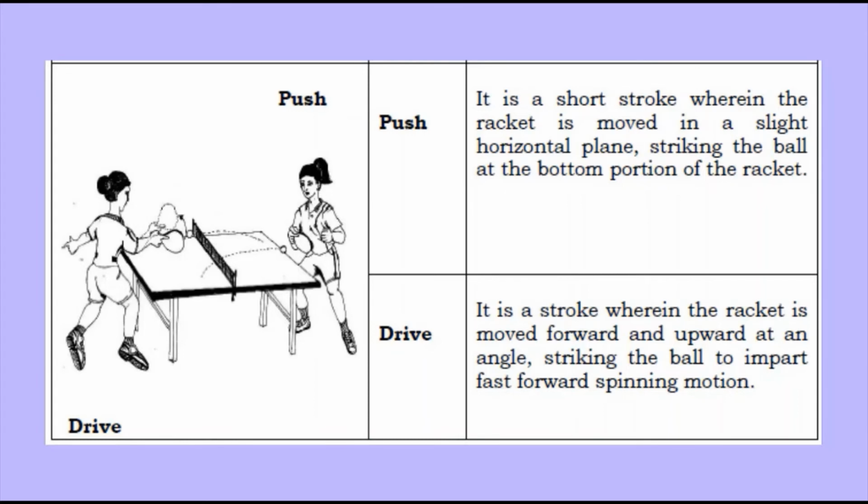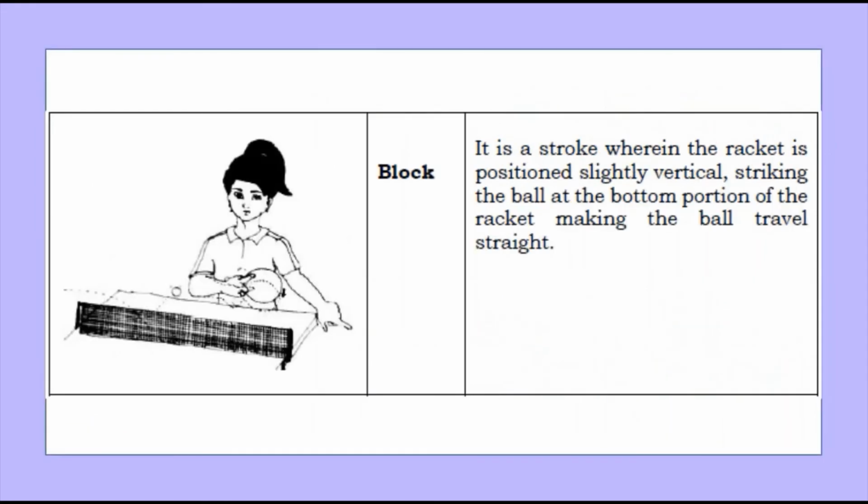Drive. It is a stroke wherein the racket is moved forward and upward at an angle, striking the ball to impart fast forward spinning motion. Block. It is a stroke wherein the racket is positioned slightly vertical, striking the ball at the bottom portion of the racket, making the ball travel straight.